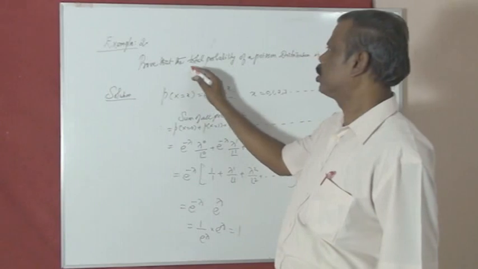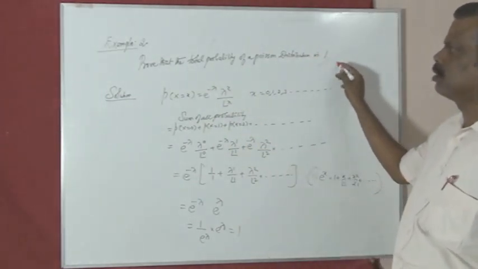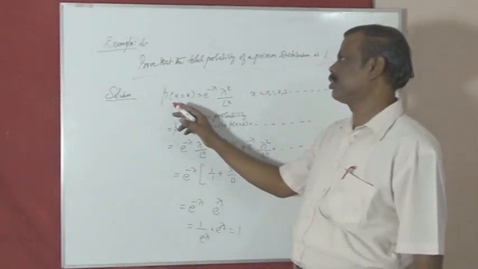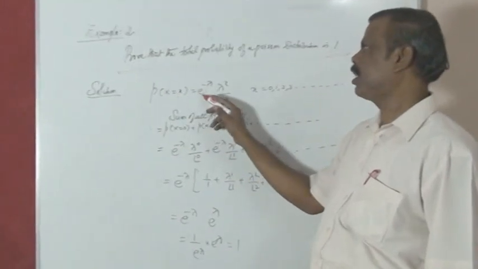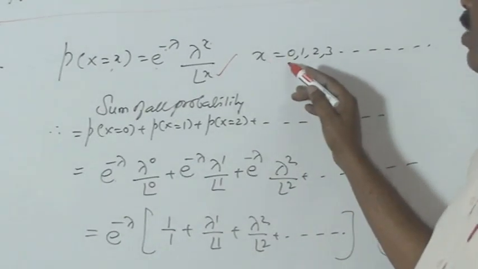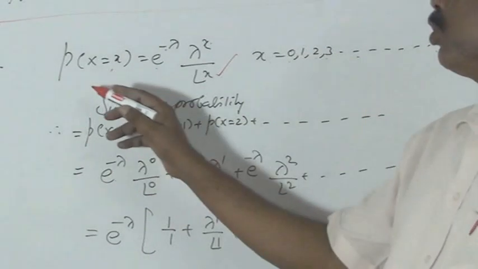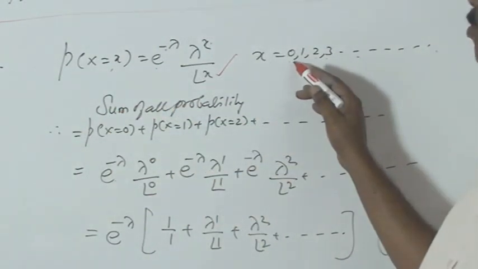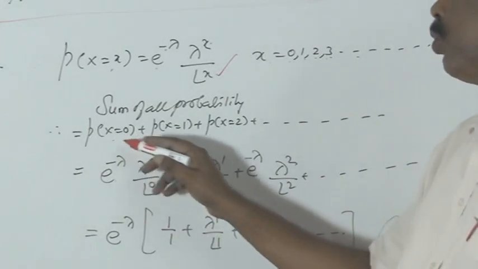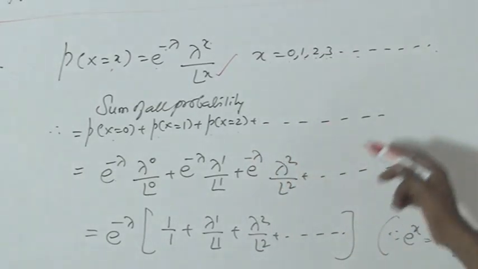Prove that the total probability of a Poisson distribution is 1. So this is a general question. So here, what is the Poisson distribution? That is P of x is equal to x, e power minus lambda, lambda power x by factorial x. X takes the value 0, 1, 2, 3, and so on. So we have to calculate the sum of all the probability values for 0, 1, 2, 3, etc. That is P of x is equal to 0, plus P of x is equal to 1, plus P of x is equal to 2, plus and so on.